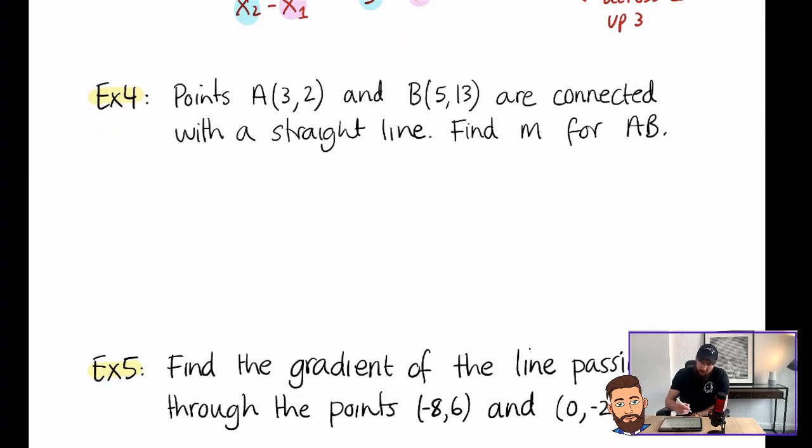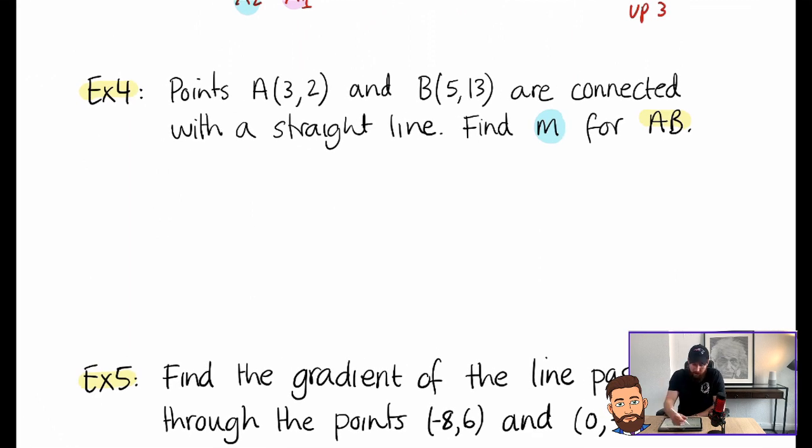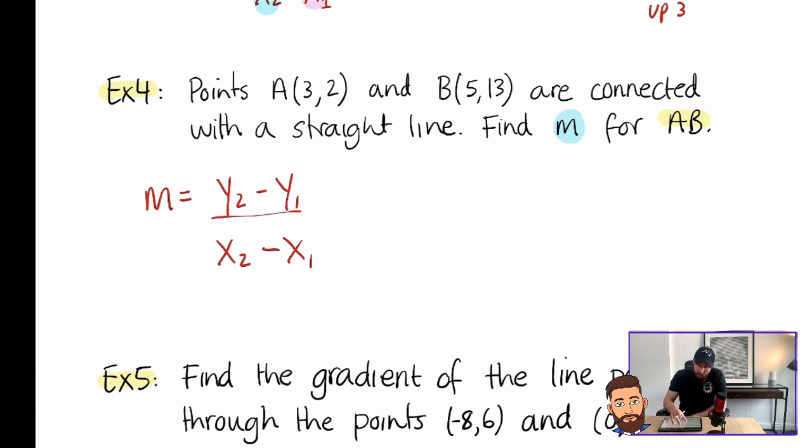Example 4 says points A with the coordinates 3, 2 and B with the coordinates 5, 13 are connected with a straight line. Find m for AB. So what's that saying? It's basically saying we've got point A, we've got point B, we want to draw them with a straight line, and you need to find the gradient. The first thing that should come into your head is m equals, the gradient equals y2 minus y1, the change in y, up, divided by x2 minus x1, the change in x, which we referred to as across in the last lesson. Then you label.